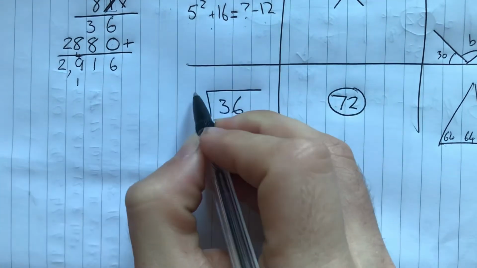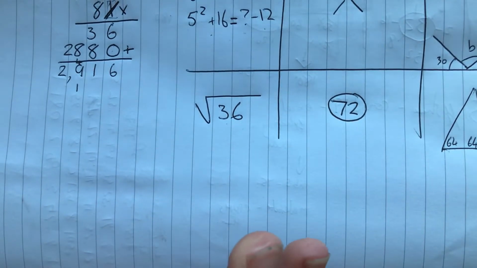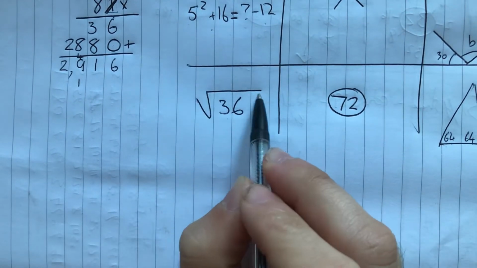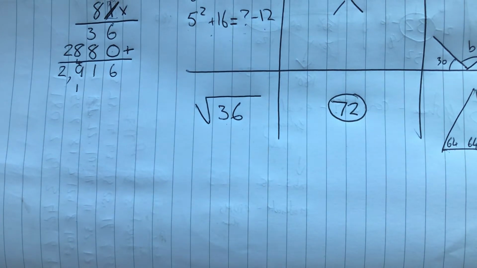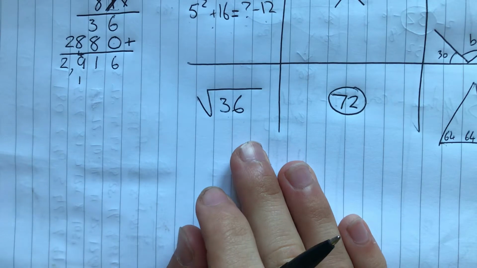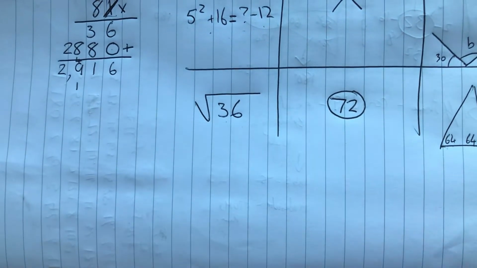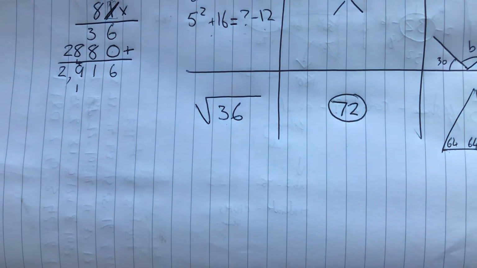36. Now this isn't the cube root. This is just the normal square root. So what is the square root of 36? What number times by itself makes 36? Well, you can go through your square numbers. 2 times 2 is 4, 3 times 3 is 9, 4 times 4, 16, 5 times 5, 25, 6 times 6, 36. Boom.